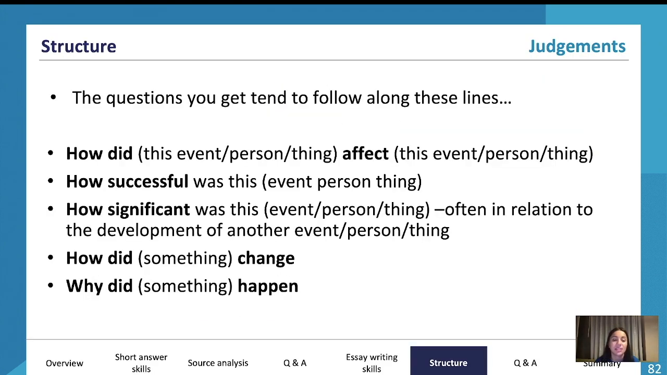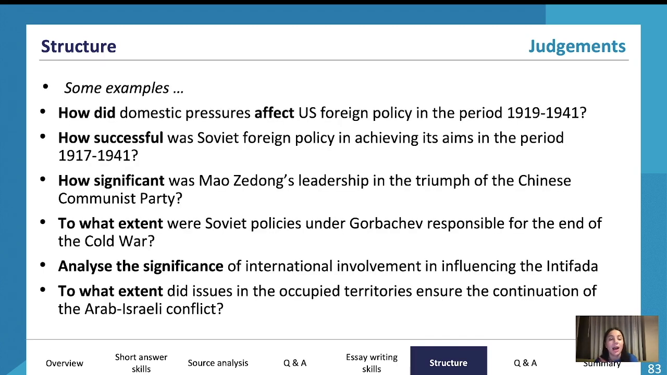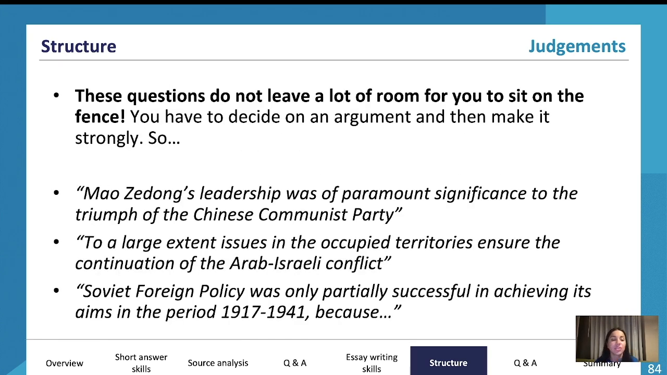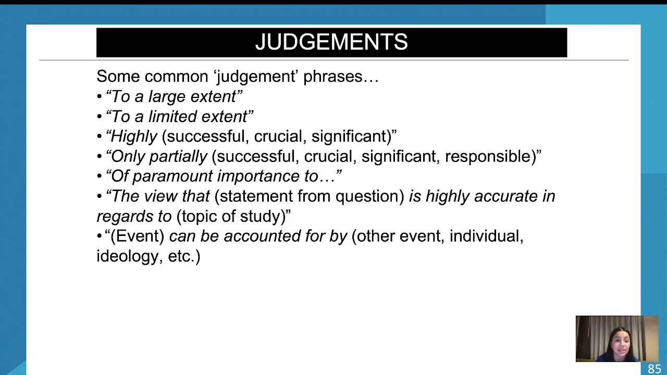The questions you get tend to follow these lines. So how did blah blah affect this? How successful was this? How significant was this in relation to this? How did blah blah change? Why did blah blah happen? So these are some examples. And a lot of the time these questions don't leave room for you to sit on the fence. So you do have to decide on an argument. These are some examples of arguments that you can make. And I just put these in so if anybody's downloading the slides, you can come back to them.